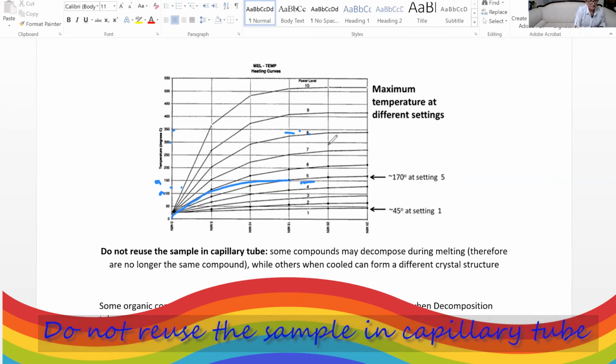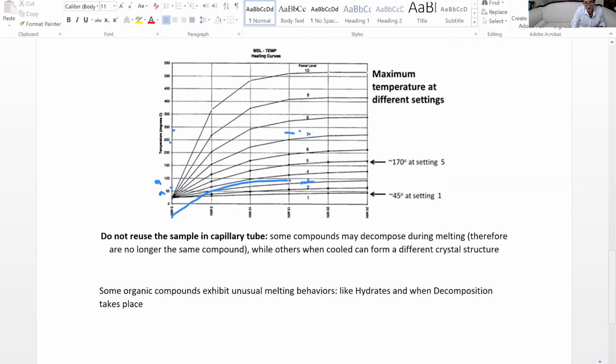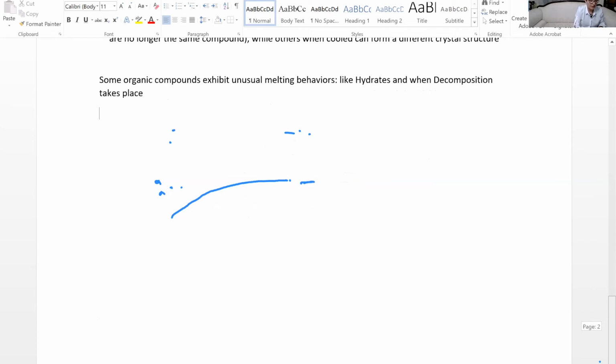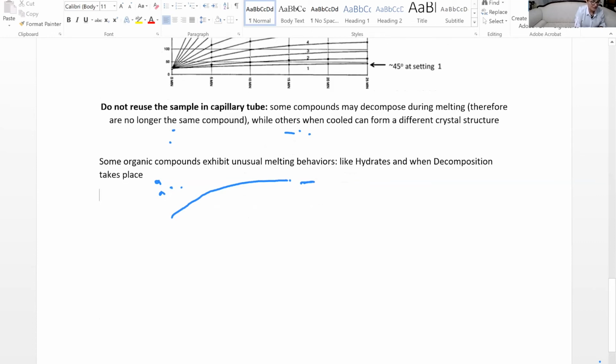When you use the sample for melting point, you are going to discard that sample in the capillary tube. You cannot reuse the sample, because if you reuse it, it can decompose. Sometimes organic compounds decompose at high temperature, so when it solidifies again, it's going to be a different compound. Other times, when the sample changes to liquid and then crystallizes again, it can form a different crystal structure, and a different crystal structure is going to have a different melting point, so we cannot reuse the sample.